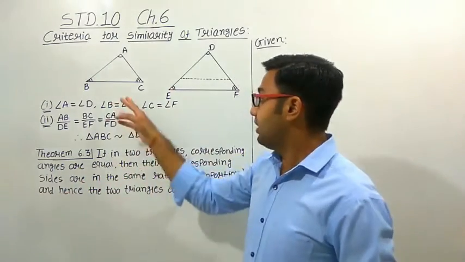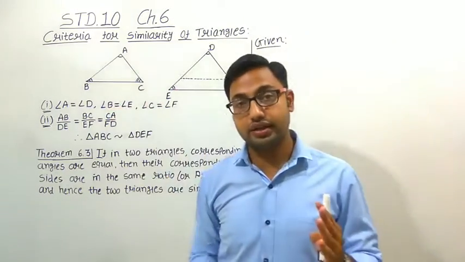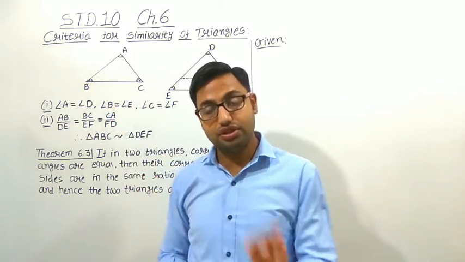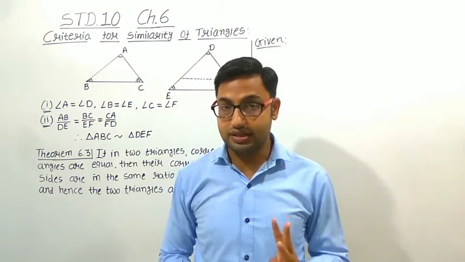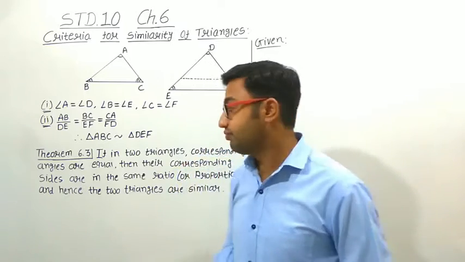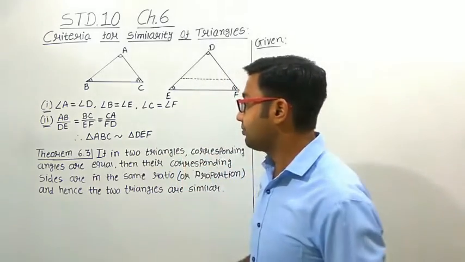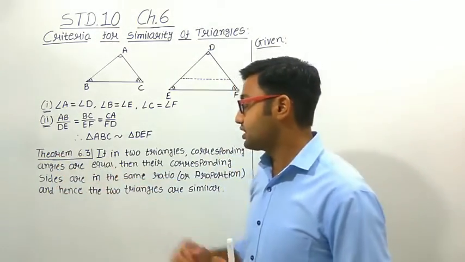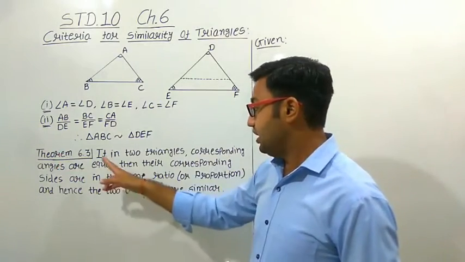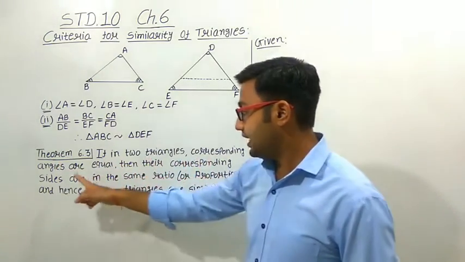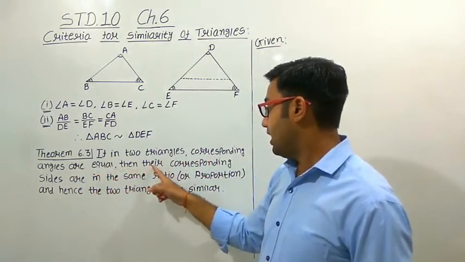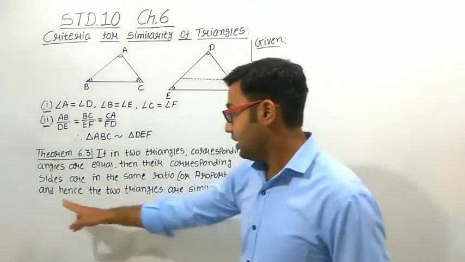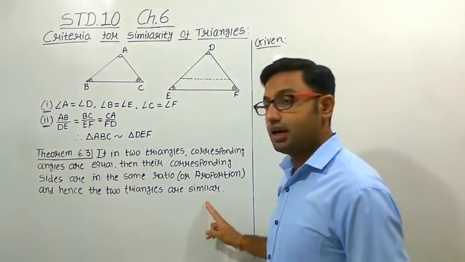In the same way, when proving the similarity of two triangles, we do not need to prove all six criteria. We only have to check three criteria. The first criterion that we have to study is in the form of a theorem, theorem 6.3. And what is the statement? If in two triangles corresponding angles are equal, then their corresponding sides are in the same ratio or proportion, and hence the two triangles are similar.